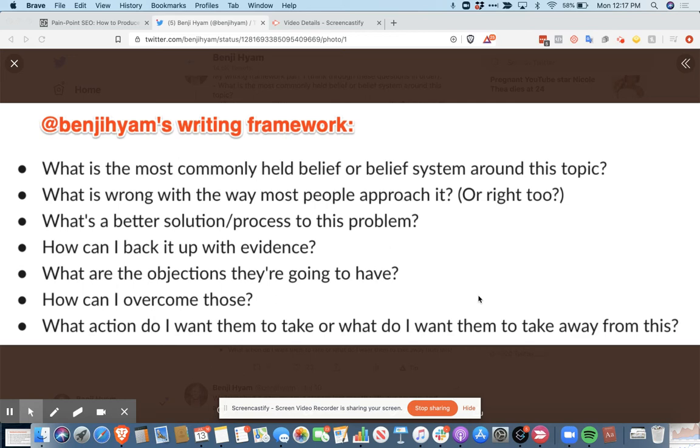I just shared my writing framework on Twitter, and I wanted to walk through this and walk through the thinking behind it so that it can help you improve your own writing and argumentation in your blog posts.